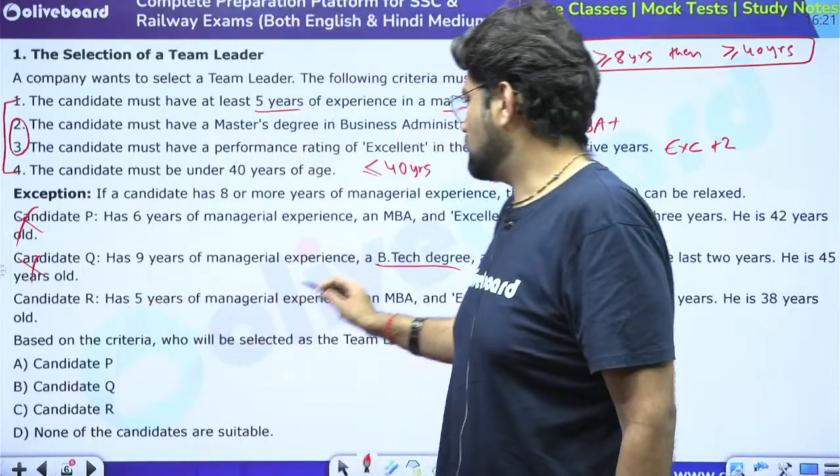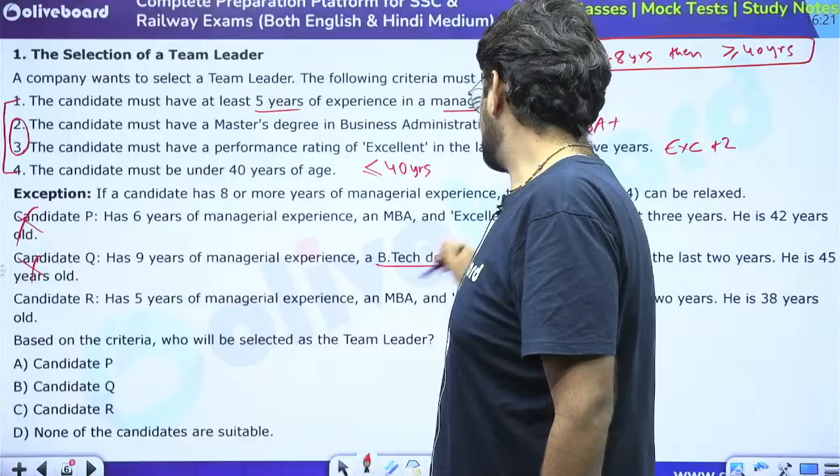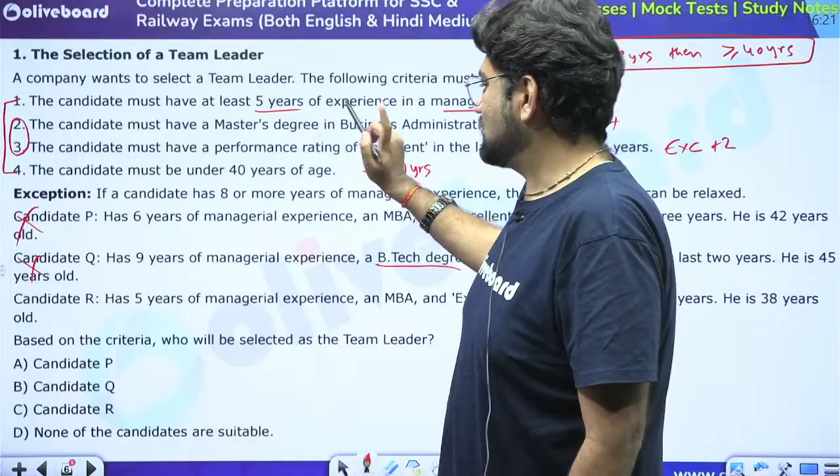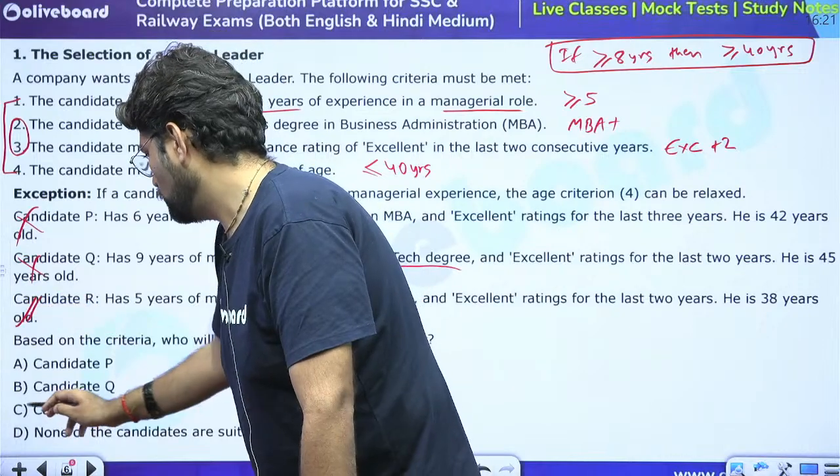So R has 5 years of managerial experience, fits the bill. He is an MBA, fits the bill. Excellent rating for the last 2 years, fits the bill. And he is 38 years old, less than or equal to 40, fits the bill. So candidate R is the one who will be selected.